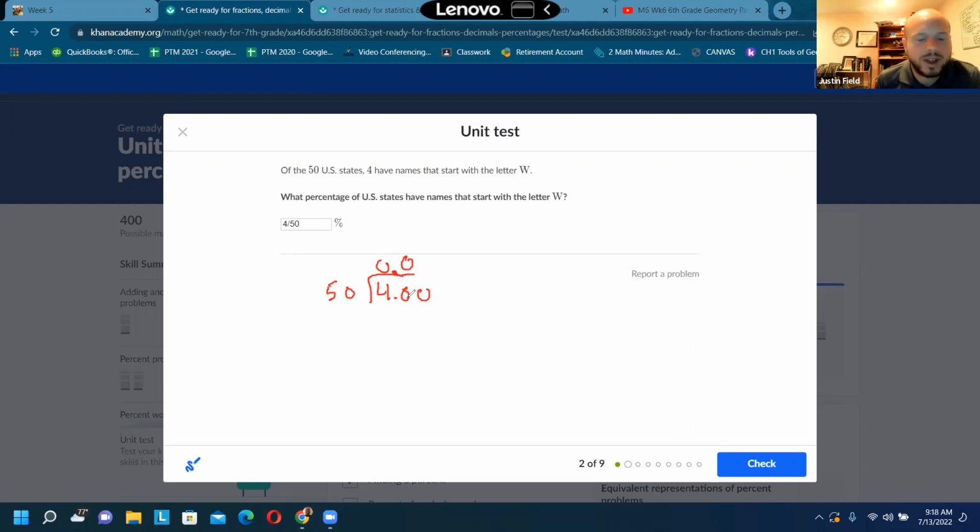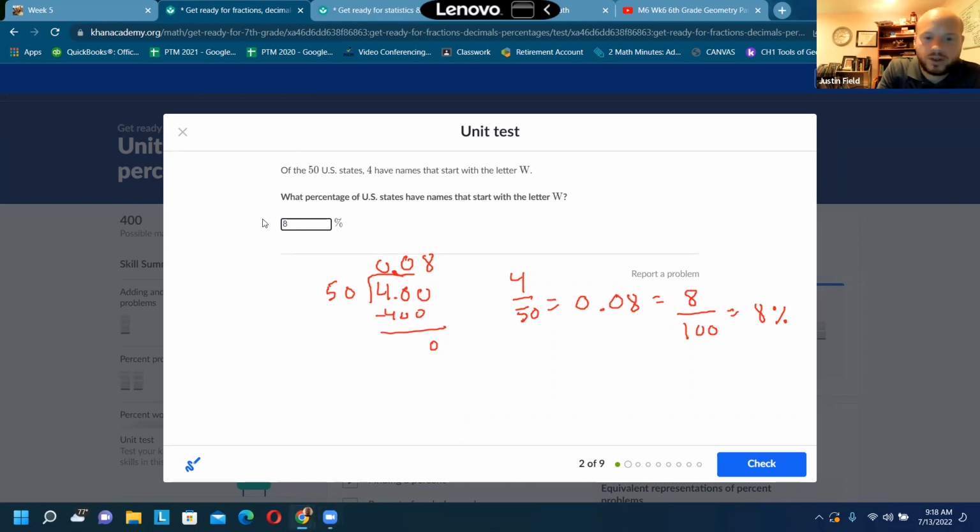So I put a 0 up there for that. 50 goes into 400 8 times. 8 times 50 is 400. Subtract and we get a remainder of 0. And so our decimal equivalent, 4/50ths, has a decimal equivalent of 0.08. And what would that be as a percentage? It's 8 out of 100, right? 8 hundredths. And that means it's 8%. Percent means out of 100.